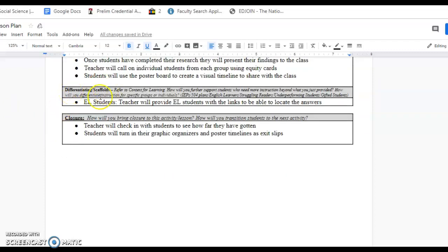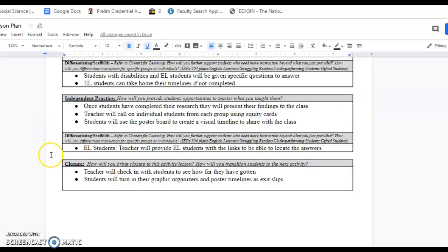So scaffolds, again, EL students will be provided with links to locate the answers when they're doing their research on the internet. And finally, for closure, the teacher's just going to make sure students have completed their assignments, and afterwards, we're just going to collect their graphic organizers and poster timelines as exit slips. So that's our lesson plan here.